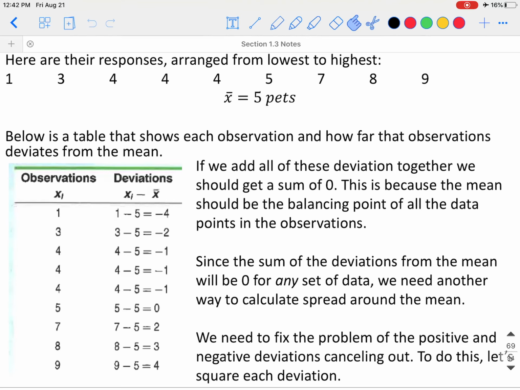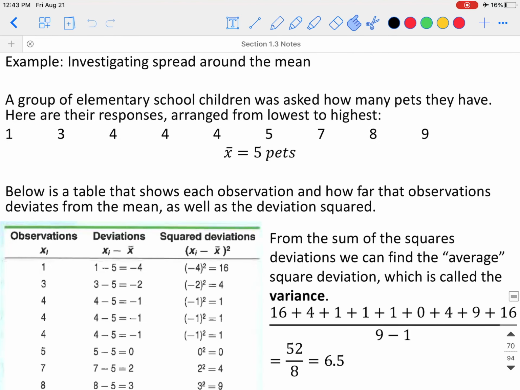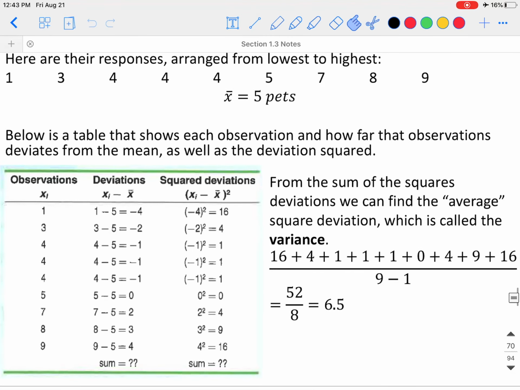Since the sum of the deviations from the mean will be 0 for any set of data, we need another way to calculate spread around the mean. We need to fix the problem of the positive and negative deviations canceling out. To do this, let's square each deviation. So if we take each deviation and square it, -4 squared gives us a positive 16, -2 squared gives us 4, and so on and so forth. If we add all of those squared deviations together, we get 52.